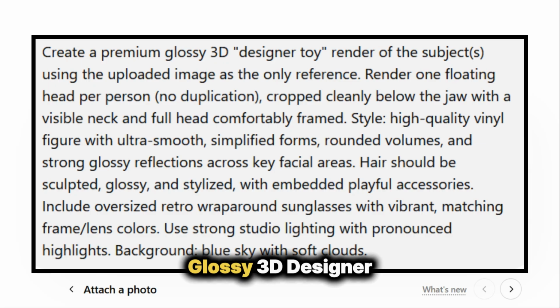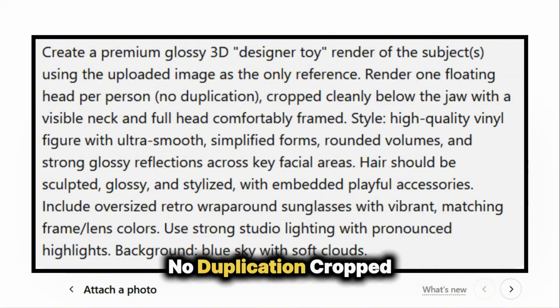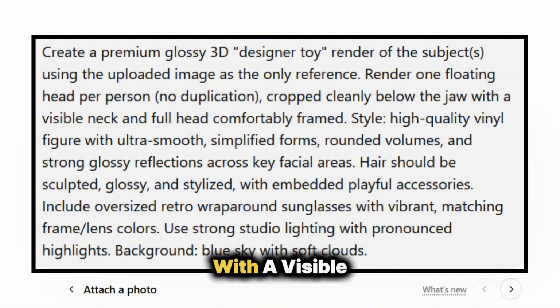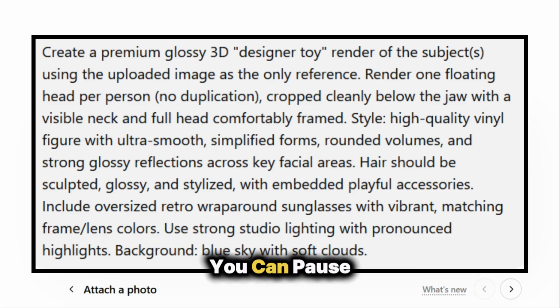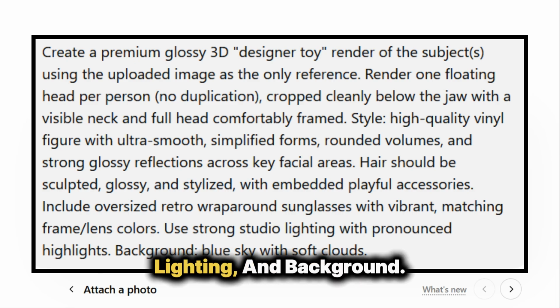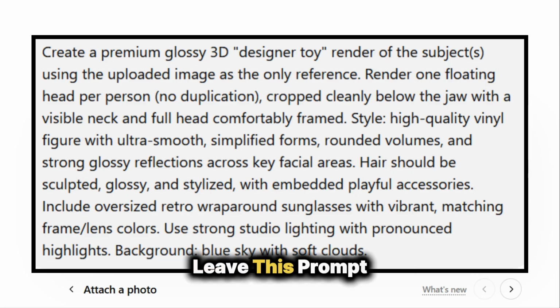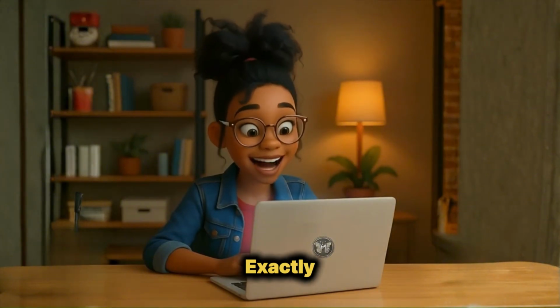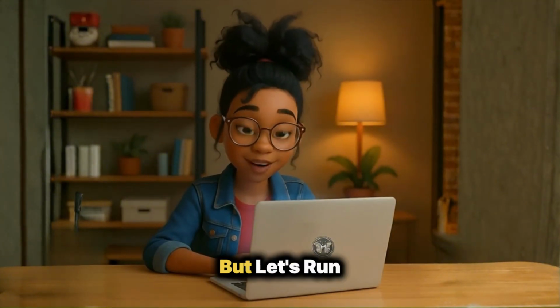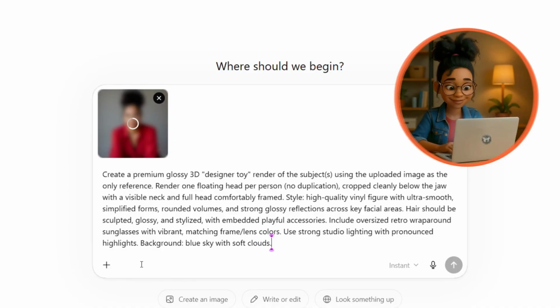Create a premium, glossy 3D designer toy render of the subject using the uploaded image as the only reference. Render one floating head per person, no duplication, cropped cleanly below the jaw with a visible neck and full head comfortably framed. You can pause and read the rest of the prompt, but it also lays out the style, aesthetics, lighting, and background. I will also leave this prompt in the description. Now, honestly, I don't really think this is exactly the direction we're looking for. But let's run it anyway and see what happens.